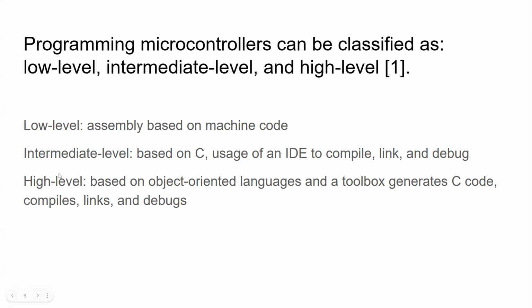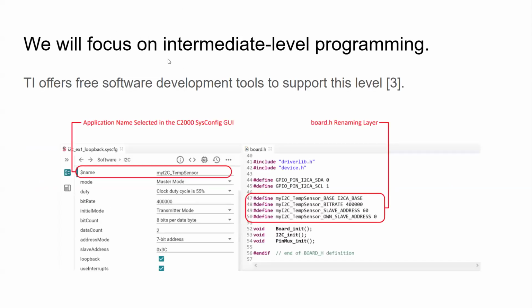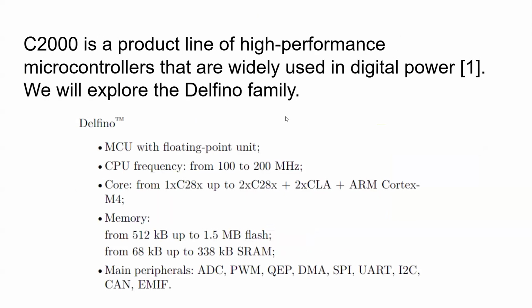We won't be focusing too much on this high level, but we'll be taking a look mostly at intermediate level programming. And so TI offers a lot of free software development tools to support this intermediate level, including different libraries and applications that automatically kind of generate code. But once that code is generated, you still need to leverage it and be able to use it, in that intermediate level.